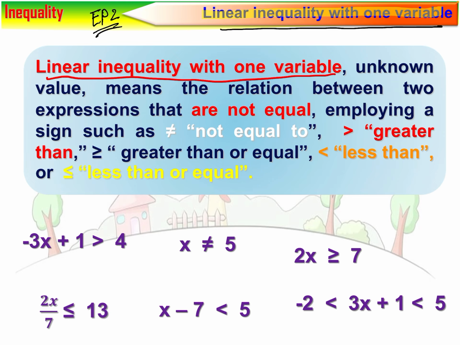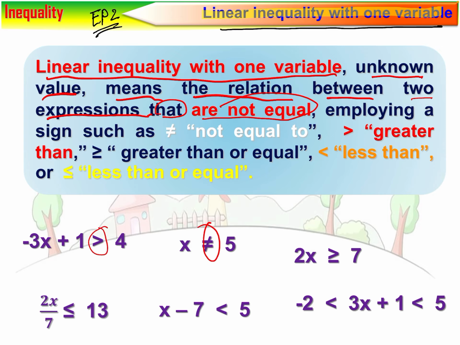So, we start with this linear inequality with one variable. What is it? It means the relation between two expressions that are not equal, but they also have the meaning of less than, greater than, something like that.